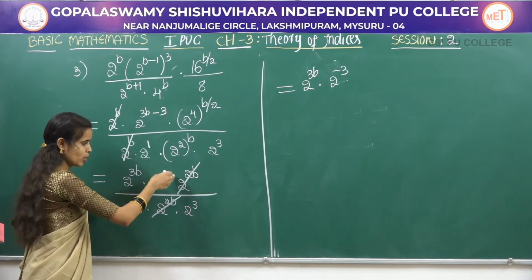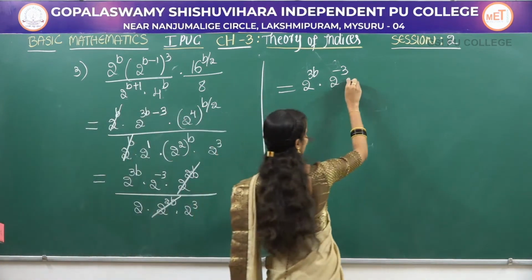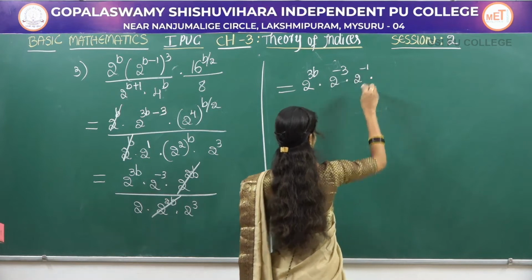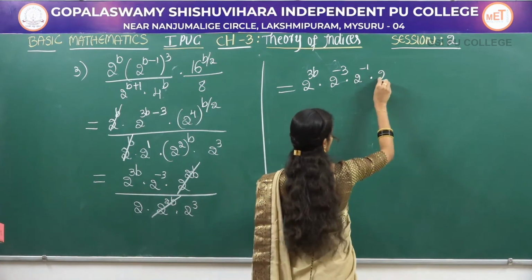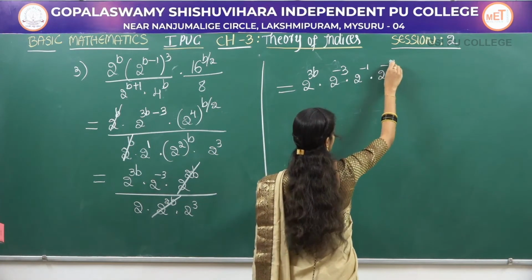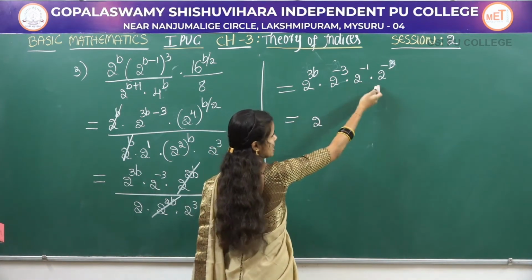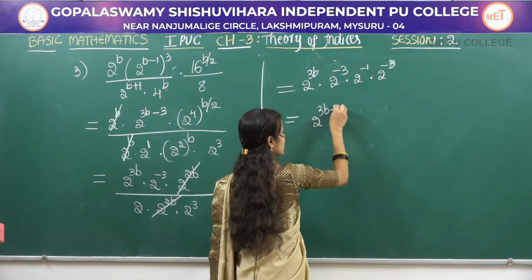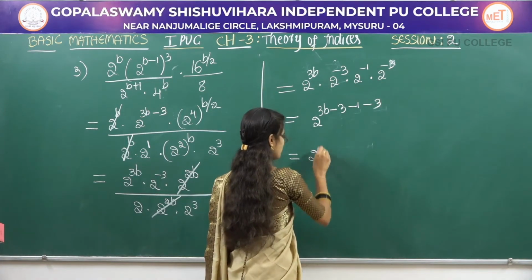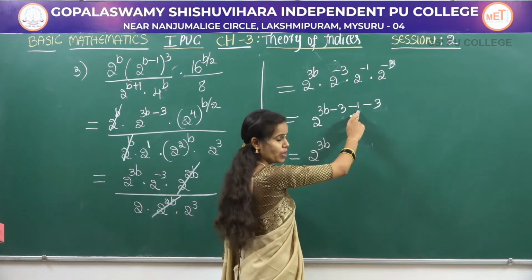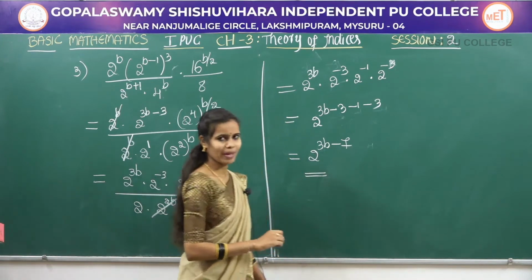So take this term into numerator. Here 2 to the power of plus 1 becomes 2 to the power of minus 1 into 2 to the power of minus 1 into here 2 to the power of plus 3 becomes 2 to the power of minus 3. So now apply first law of exponents. Base is same, so add the powers. 3b minus 3 minus 1 minus 3, that is 2 to the power of 3b minus 3 minus 1 minus 3, minus 4 minus 3 is minus 7. So 2 to the power of 3b minus 7.